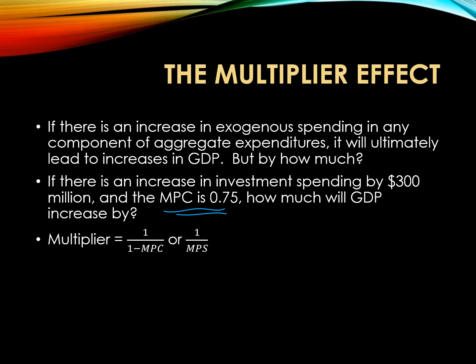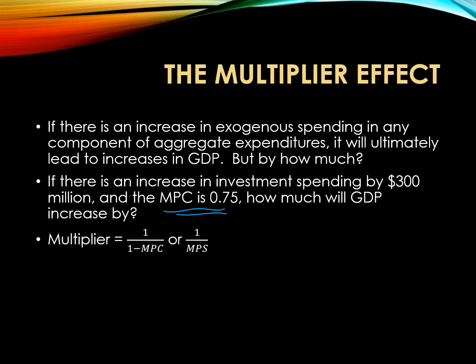So in order for us to determine the actual amount, there's going to be a multiple. It's going to be greater than 1, unless our MPC is 0. Because then if our MPC is 0, then 1 divided by 1 is 1, so it would just be 300 million times 1. So the way we calculate the multiplier is we take 1 divided by 1 minus the marginal propensity to consume, which is the same as 1 over the marginal propensity to save, because there's that complementary relationship between marginal propensity to consume and marginal propensity to save.